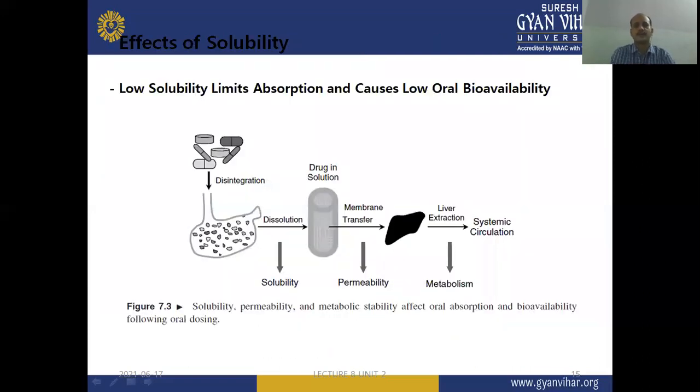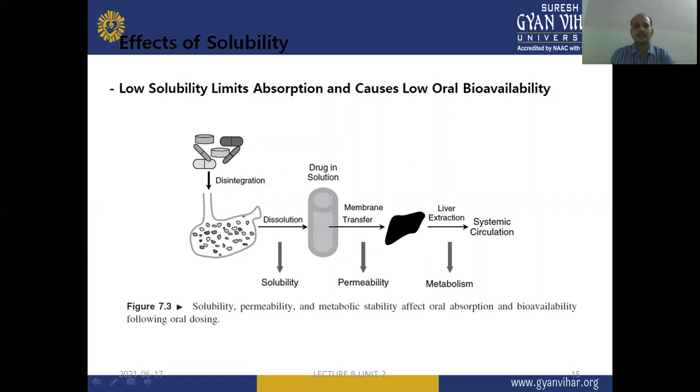Now, effect of solubility. As we discussed earlier, solubility is very necessary for a systemic effect, a therapeutic effect, or a pharmacological effect of any drug. Because first, if the drug is present in solid dosage form, it disintegrates, then it dissolves, then it transfers to the membrane, and then it reaches the systemic circulation. So solubility, then permeability, then metabolism. These are the different mechanisms that can occur during the transfer of a drug into the systemic circulation.